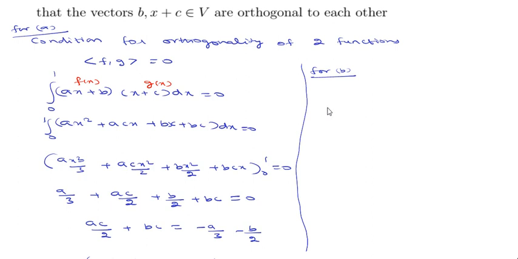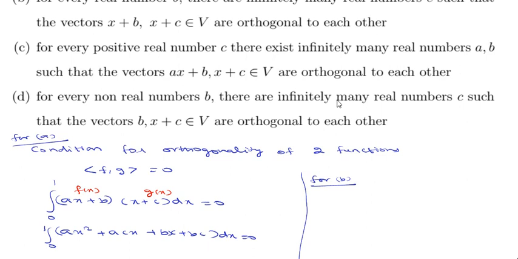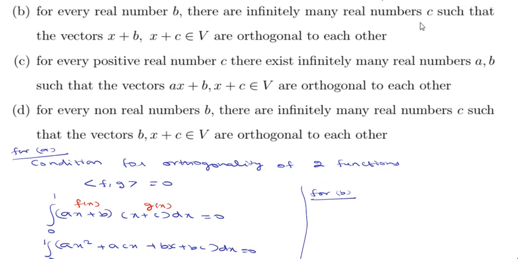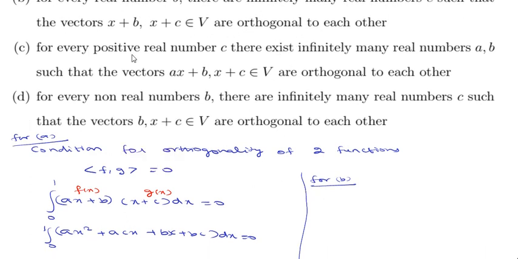Option B, so we will see the option B. For every real number B, there are infinitely many real numbers C such that the vectors are orthogonal to each other. So similarly we will find the inner product of these two vectors. So the integral from 0 to 1 of (x plus b) times (x plus c) dx is equal to 0. So we will find C.